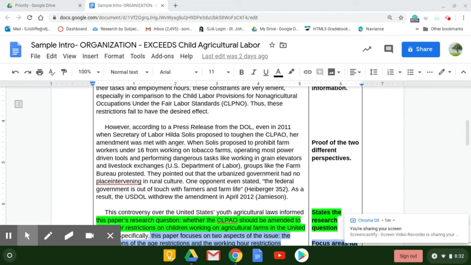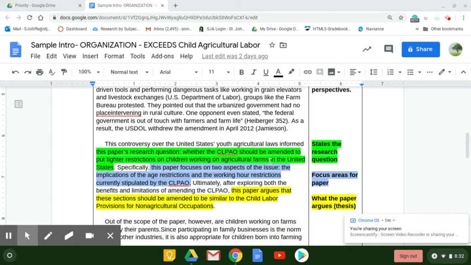All right, and then most importantly, probably, is the heart of your introduction, which is that fourth paragraph. You need to establish the research question, which they clearly do. I've highlighted it here in green. And then you want to talk about the focus areas for the paper. I've done that in blue for you so you can see they're setting up what they're going to focus on in order to answer their research question.